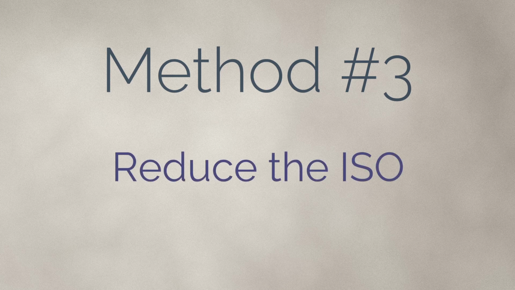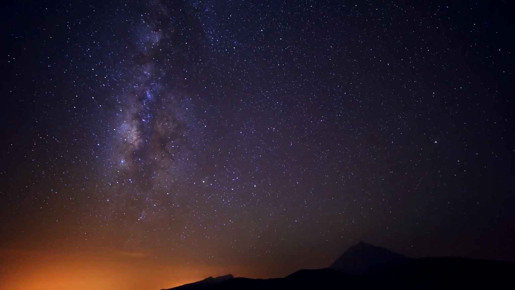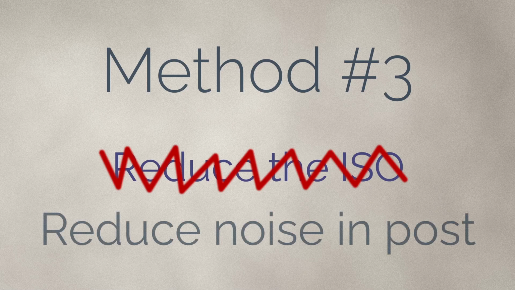Some situations might not allow you to do this and reduce the ISO in first place, like shooting stars and stuff. So in that case, just take the shot. You would have to reduce noise in post-processing.